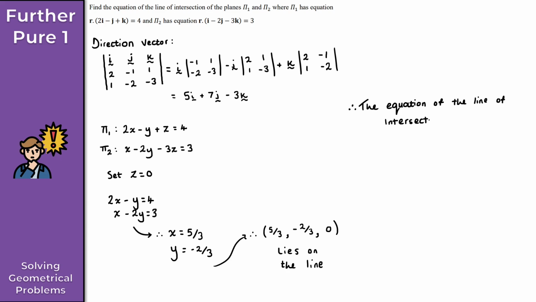here is given as, we have the vector r is equal to, so we have our position vector here, so that's 5 over 3, minus 2 over 3 and 0, like so, plus lambda times our direction vector here. Okay, so our direction vector here then is 5, 7, and minus 3. Okay, and there we have it. So this here then is the equation of the line of intersection of the two planes pi 1 and pi 2, and that gives us the solution to question 1.